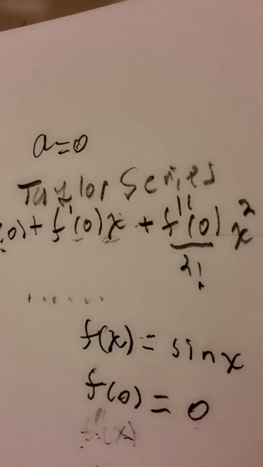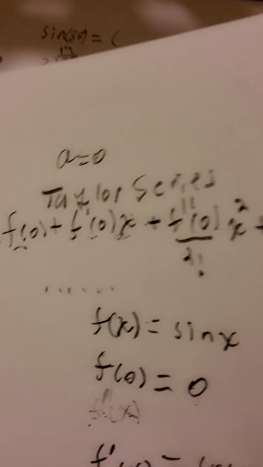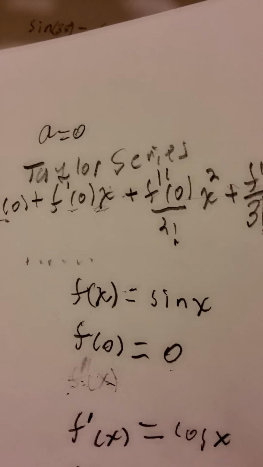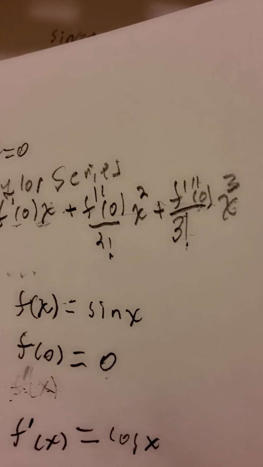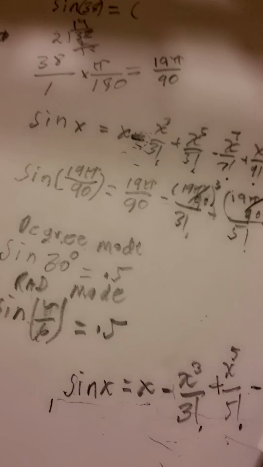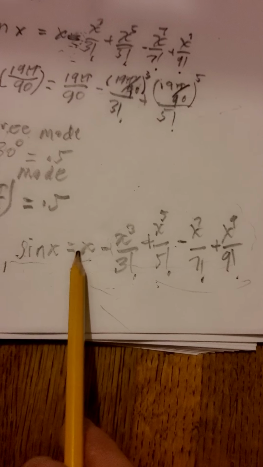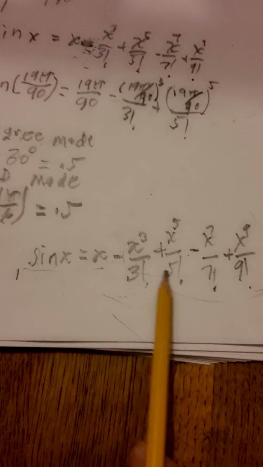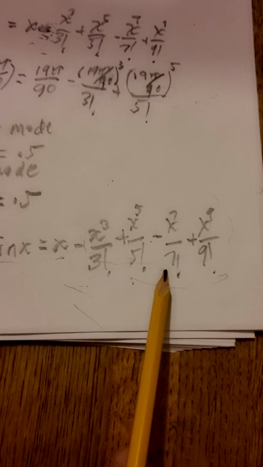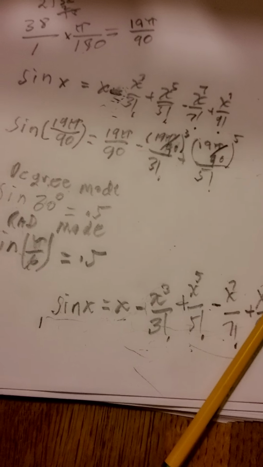So that's a Taylor series. Remember, a Taylor series takes the Maclaurin series and sets a equal to 0. So you get f of x equals f of 0 plus f prime of 0 times x plus f double prime of 0 over 2 factorial times x squared plus f triple prime of 0 over 3 factorial times x to the third power. That gives you the Taylor series, and you can expand it as sine x equals x minus x cubed over 3 factorial plus x to the 5th over 5 factorial minus x to the 7th over 7 factorial plus x to the 9th over 9 factorial. Okay, that pretty much covers it.